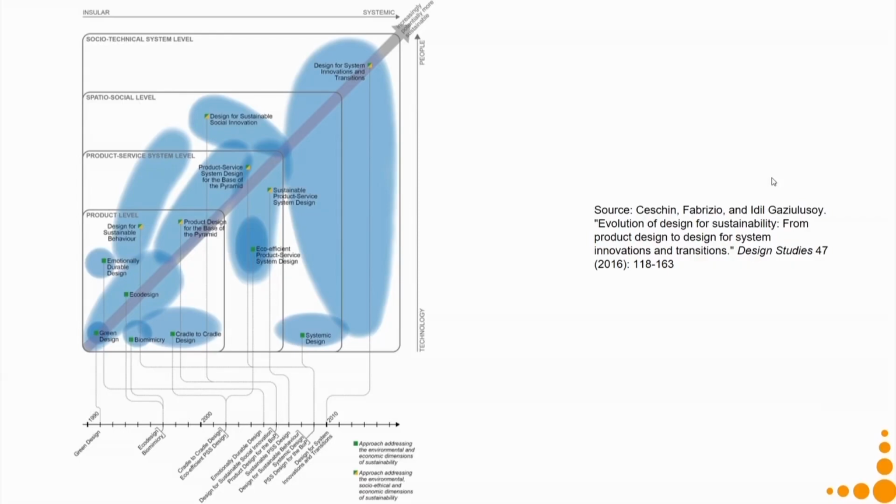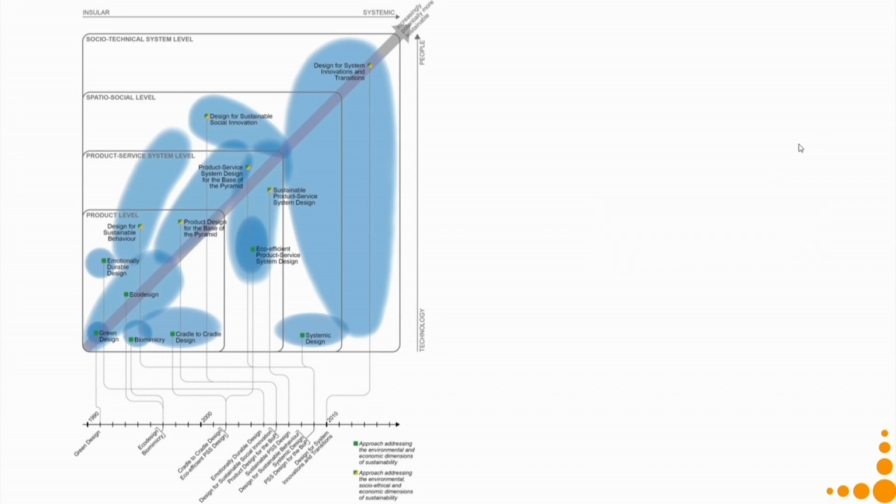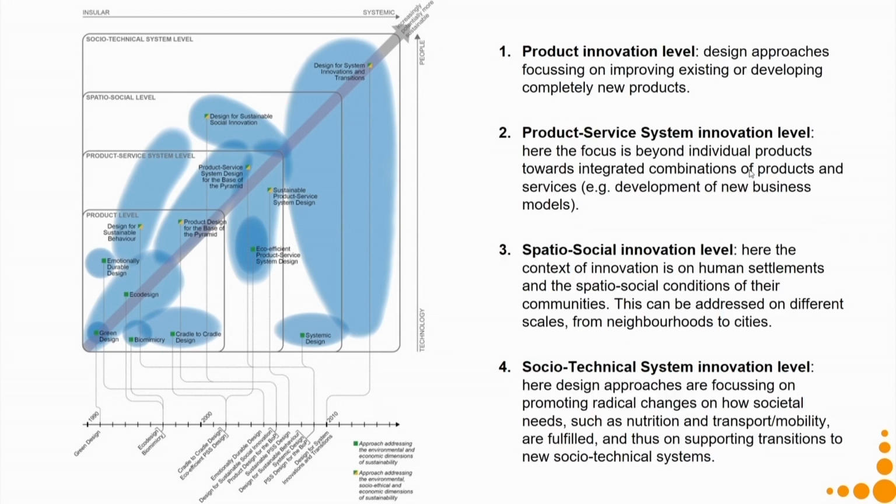That is the product innovation level, where design approaches focus on improving existing or developing completely new products. In the product service system innovation level, the focus is beyond individual products towards an integrated combination of products and services.